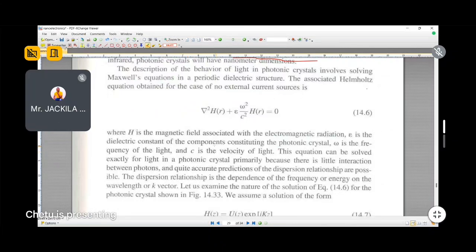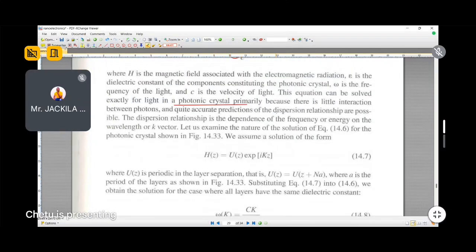From this relation, it can be solved for this photonic crystal because epsilon is associated with the dielectric constant of the material. And since there is little interaction between photons and the material, the predictions can be very accurate for the dispersion relation. That is nothing but what will be the speed of the given wavelength within this kind of photonic crystal.